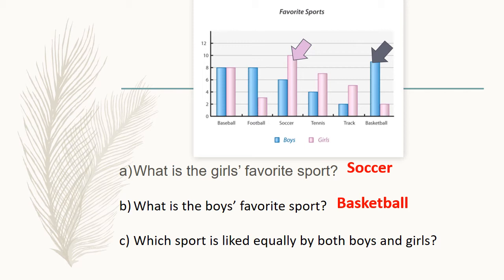Which sport is liked equally by both boys and girls? This one. They are at the same level, so it is baseball. Another example.